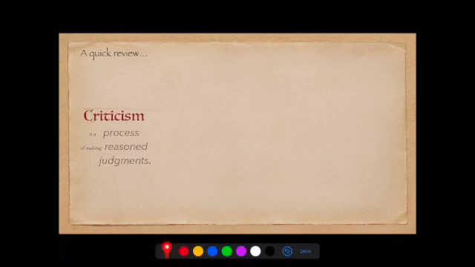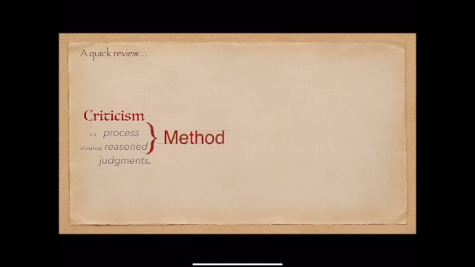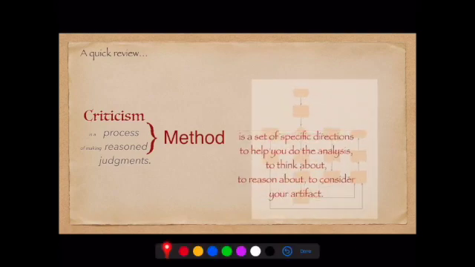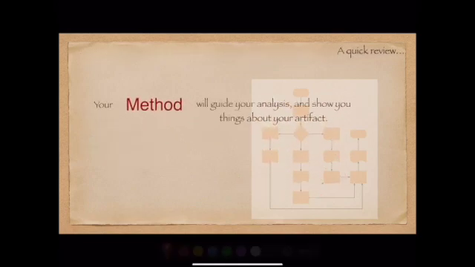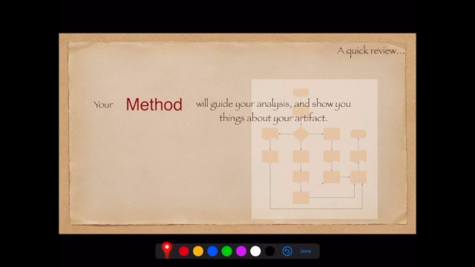You will remember also that we've defined criticism as a process of making reasoned judgments. Now, making those reasoned judgments is pretty straightforward and pretty clear. It comes from our method. A method, remember, is just a set of very specific directions that's going to help you do the analysis. It's going to help you think about it, reason through it, and consider your artifact. That's the job of the method. The method is going to guide your analysis. Method and analysis go together.